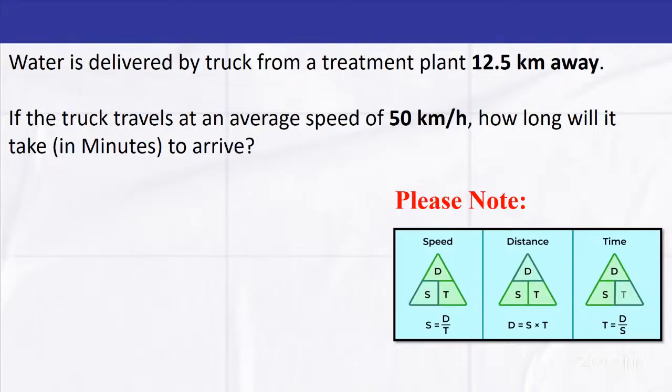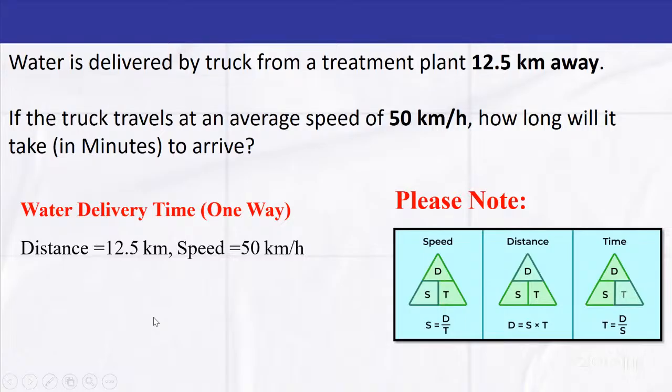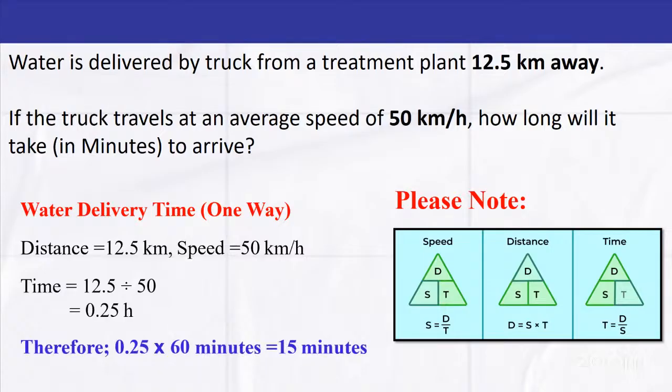And how many minutes are in a quarter of an hour? How many minutes are there? Desiree says 15. 15 minutes. Great. So it's going to take the truck 15 minutes one way to get to the farm. One-way travel. All right. Excellent.